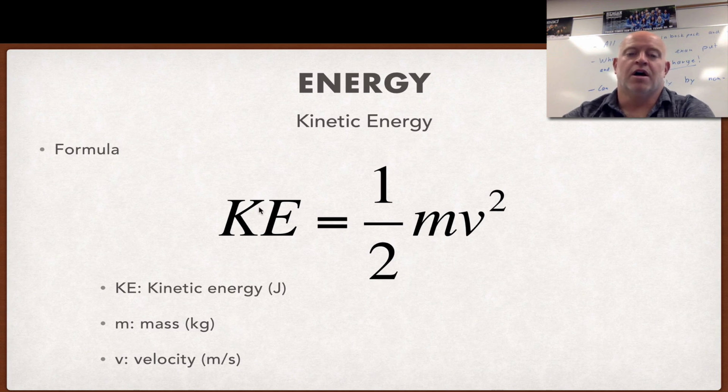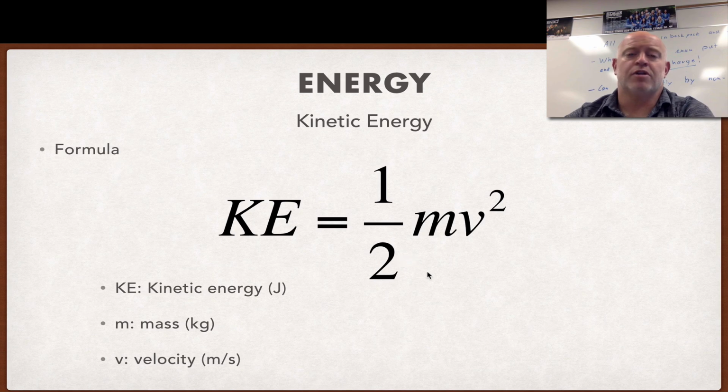Labels. Kinetic energy is going to be in joules. Mass is in kilograms, and velocity is in meters per second. So a joule is a kilogram times meters squared per second squared, because we're squaring these values here. That's what a joule really is: a kilogram meters squared per second squared.